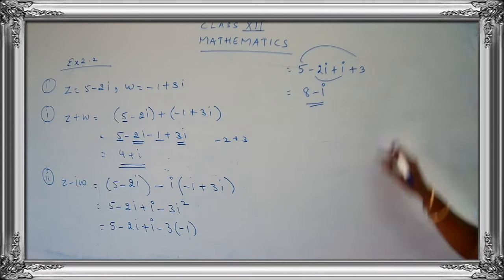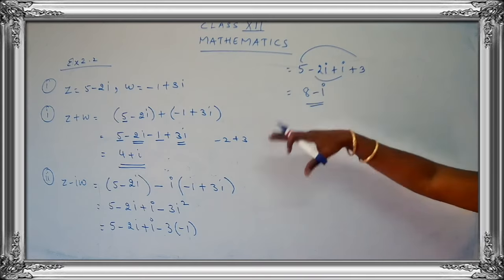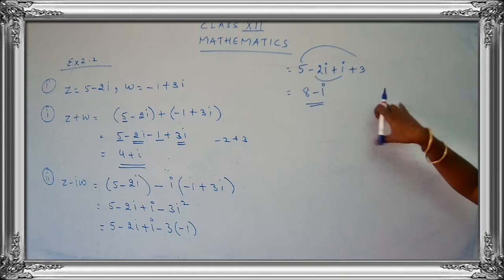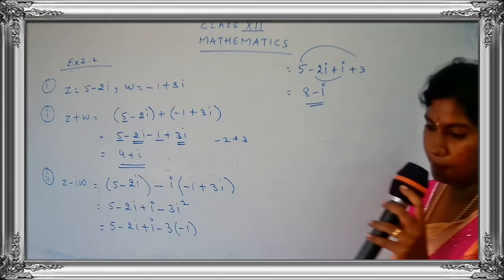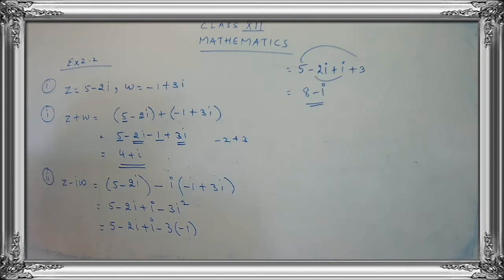So what is the answer? 8 minus i. Check for the form. Yes, we have a real part and we have an imaginary part. So the presentation is proper. So we get the answer as 8 minus i.